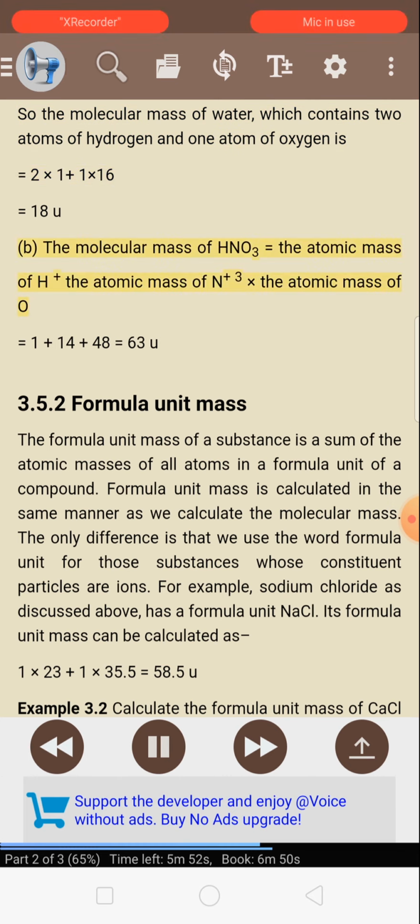II. The molecular mass of HNO3 equals the atomic mass of H plus the atomic mass of N plus 3 times the atomic mass of O, equals 1 plus 14 plus 48, equals 63 U.